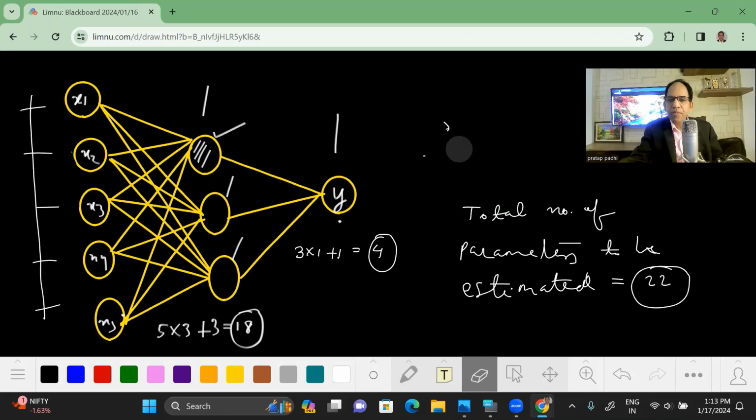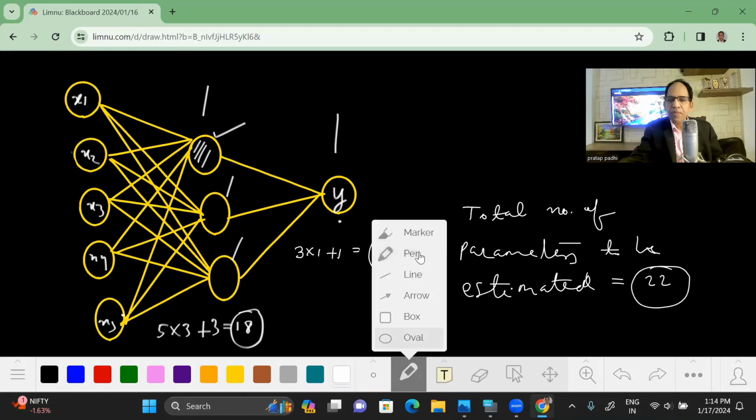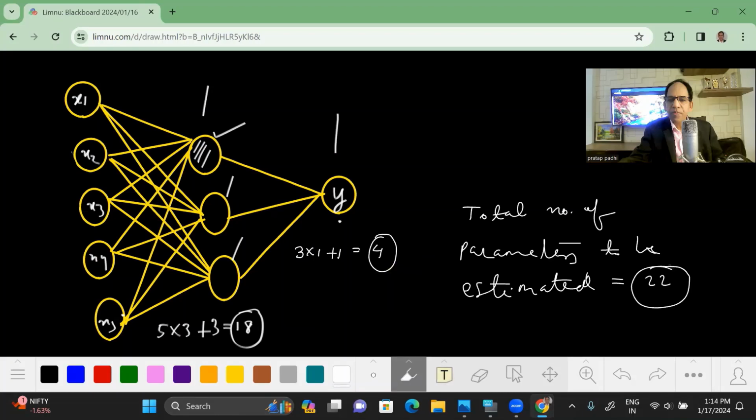Now let me erase. So 22 parameters are there in my architecture, my fully connected neural network, my dense neural network, my multi-layer perceptron, my artificial neural network, whatever. We have other variations also. Oh, sorry, I deleted that, that's required. So how many do we have? We have 22 parameters, and these parameters I need to estimate.